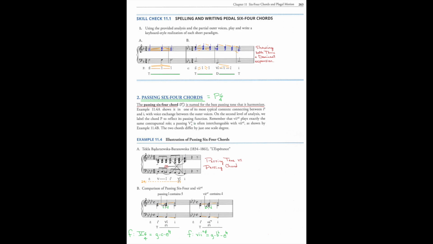Moving on to the top of page 263, there's a skill check 11.1. I went ahead and did this for you just to save a little time so you can see how to do this using figured bass numbers. So it says, using the provided analysis and the partial outer voices, play and write a keyboard style realization of each short paradigm. Keyboard style means you put 2 or 3 chordal tones in the right hand and the left hand just plays single bass notes. So that's why it's constructed not SATB, but keyboard style here.